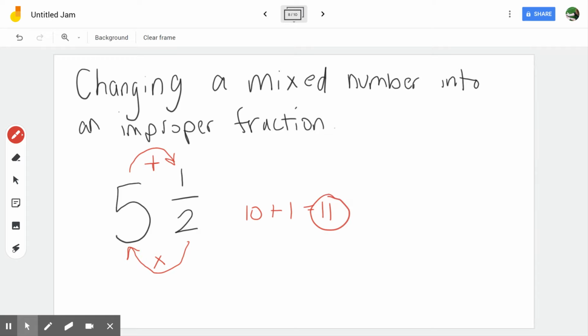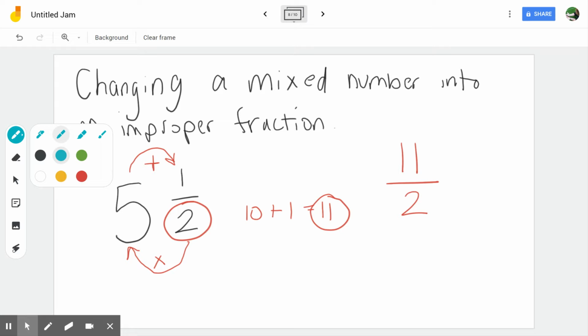11 is going to be the numerator, and our denominator is going to stay the same. So 11 halves. Okay, that's what a 2 represents as halves. Now, let me show you. Let me go backwards with this one. If I had 11 halves, I could subtract wholes, right? We'll do 2 halves right there. That's a whole. 11 minus 2 is 9. And now we have 9 halves.